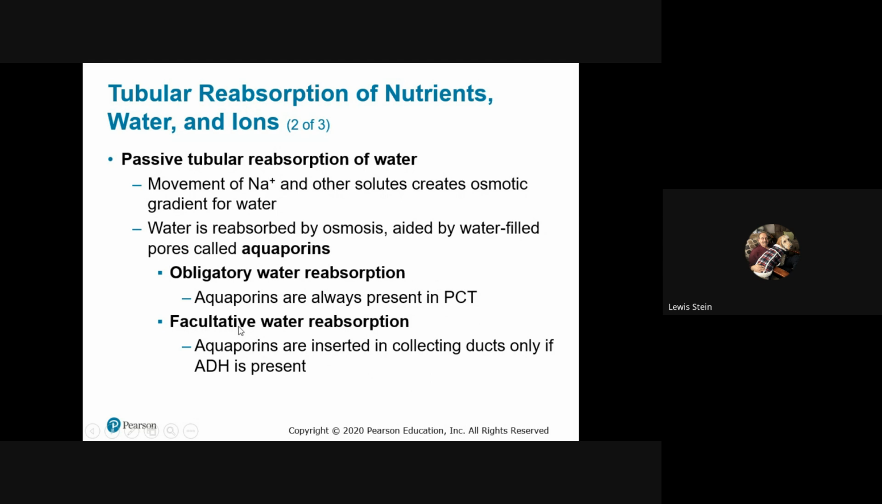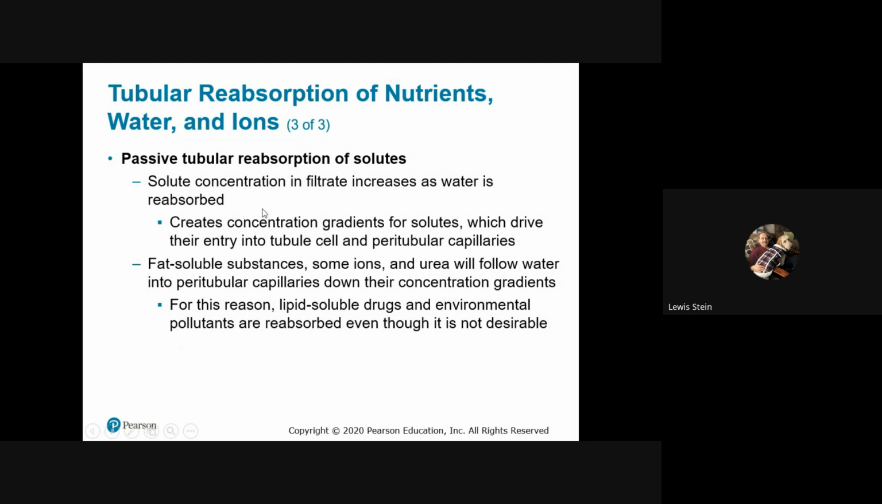In the collecting ducts it's facultative, based on inserting water channels. That's what antidiuretic hormone does. It inserts additional protein passageways so water will be reabsorbed. Aldosterone inserts other channels in the same area that are designed to pull sodium, and water follows it. So it's very interesting. Solute concentration increases as water is reabsorbed, creating concentration gradients for the solutes, and all of these things move differently.